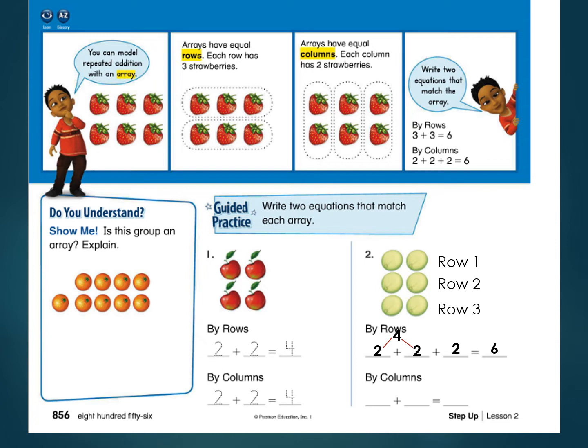Now let's solve it by columns. We have 2 columns. Each column has 3 items. So 3 plus 3 equal 6. Great job.